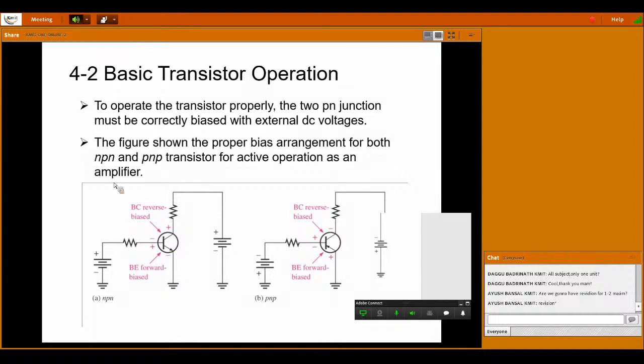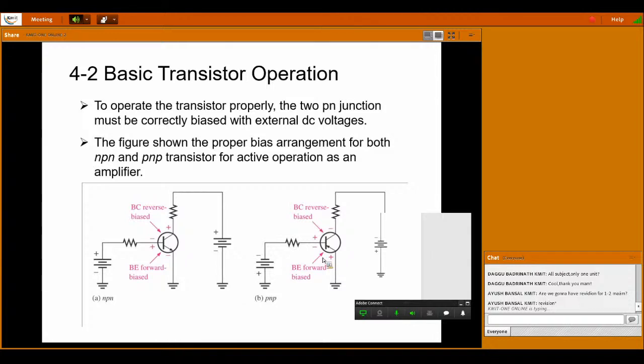Next, the base to collector junction must be reverse biased. The collector of an NPN transistor is n-type, so in order to apply a reverse bias, the positive terminal of the applied voltage source is connected to the collector terminal. As we have connected the base with a positive and the collector with a positive terminal, now the input junction, base to emitter junction, is forward biased, and the base to collector junction is reverse biased.